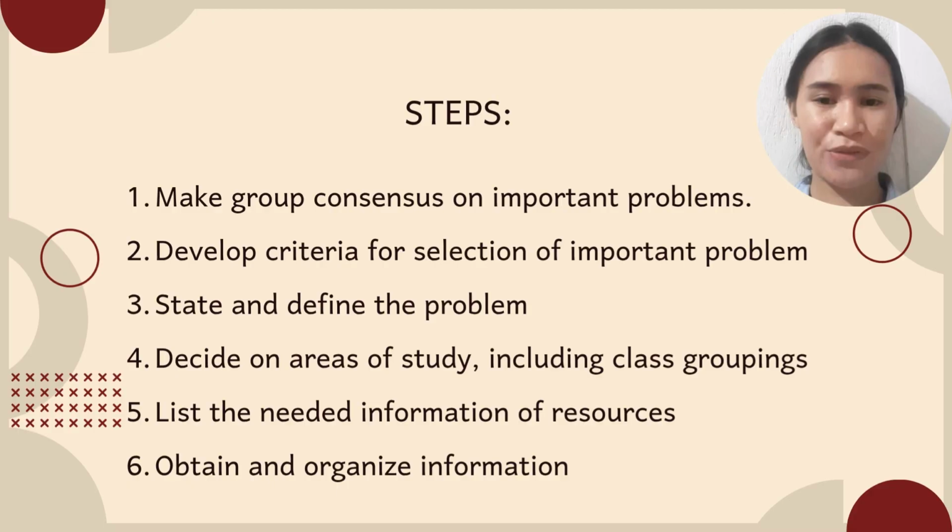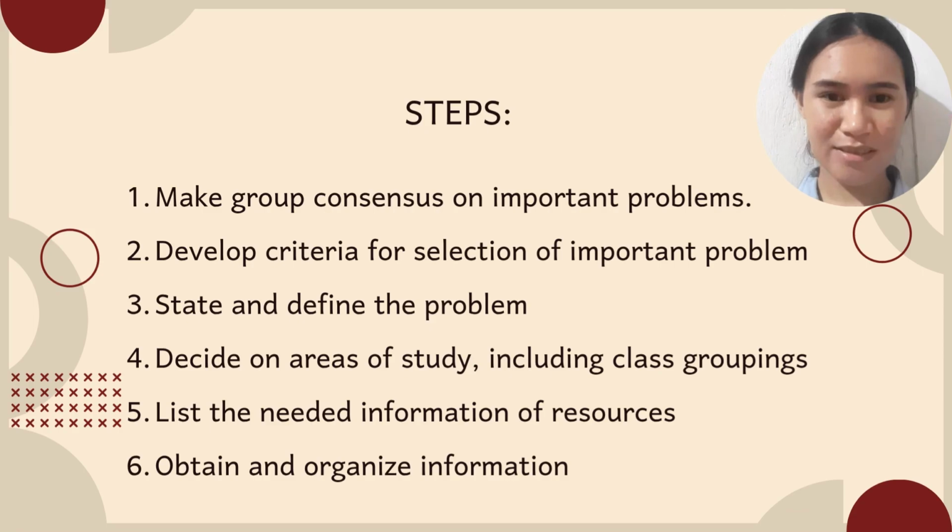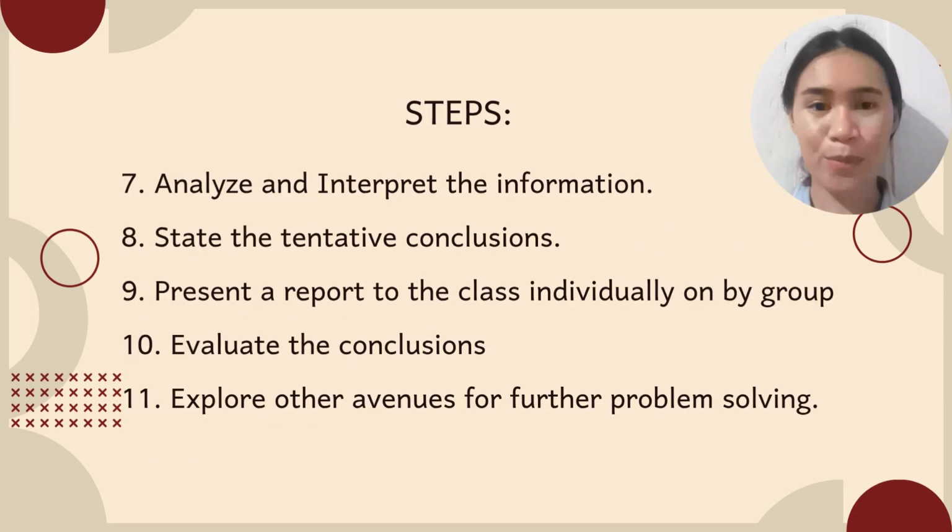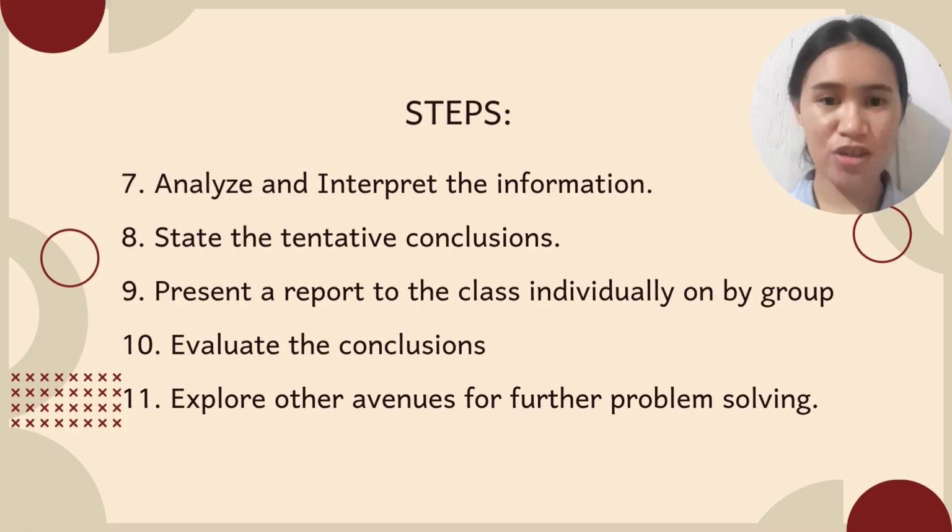Number 5 is list the needed information of resources. Number 6 is obtain and organize information. Number 7 is analyze and interpret the information. Number 8 is state the tentative conclusions.